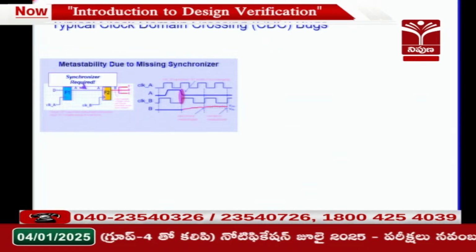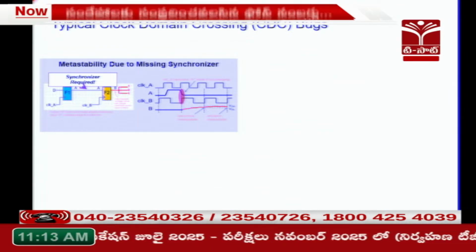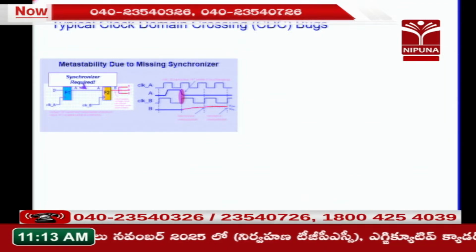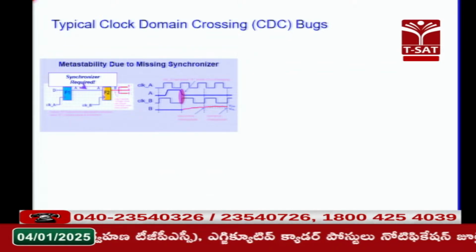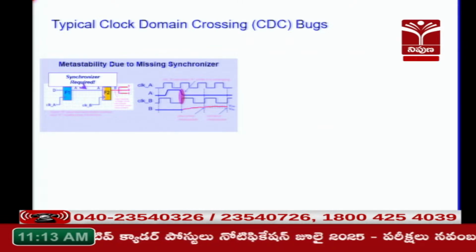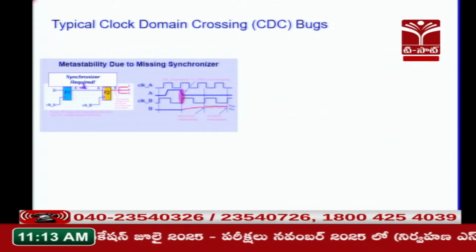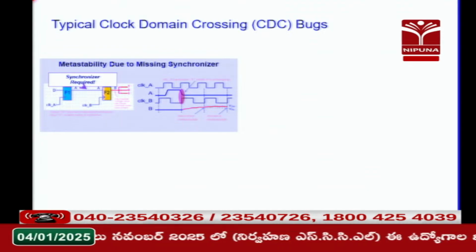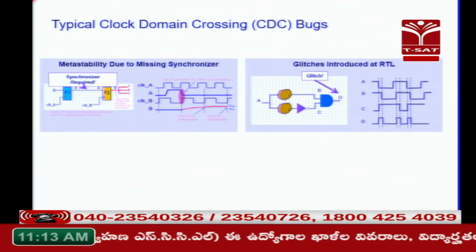One is metastability. What happens? Let us say there are two flops here and each of these flops has a different clock. Now, if there is no synchronizer between the two clocks, it is possible that while clock B is coming in, the data on the output of the first flop, flop 1, may not be stable. That means you are sampling for flop 2 at a point when A is not stable. This can cause erroneous outputs as well. That is metastability.